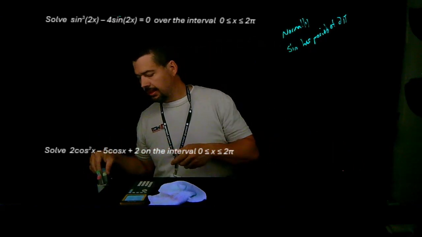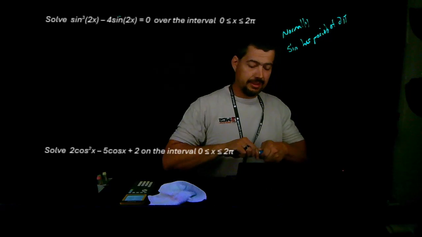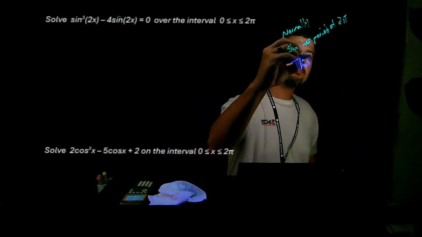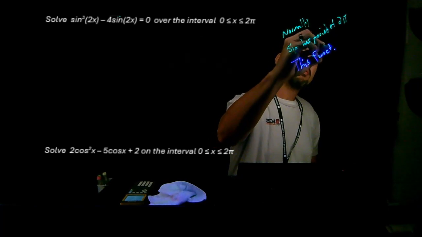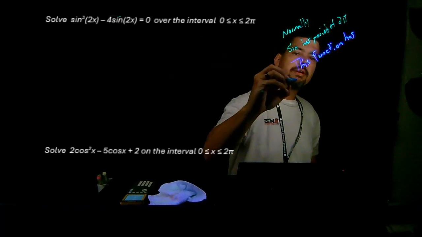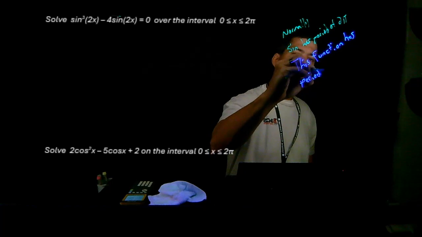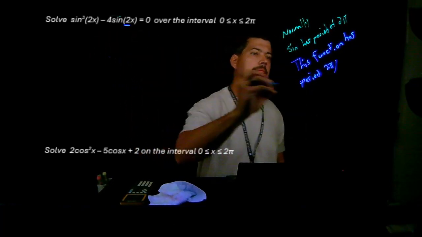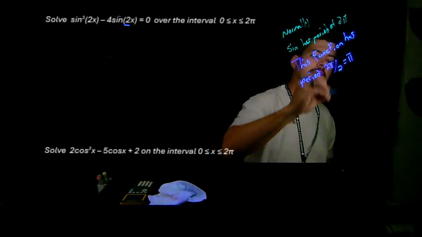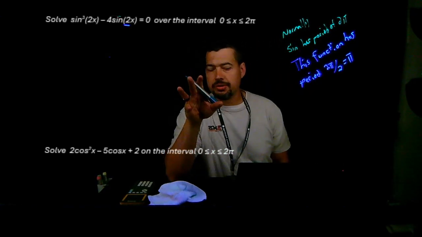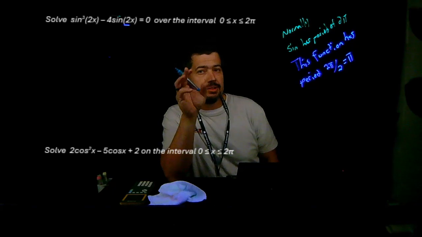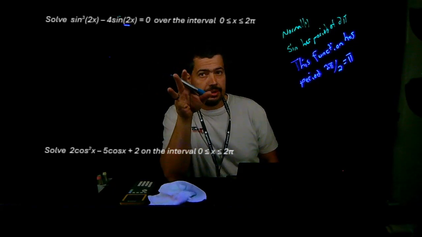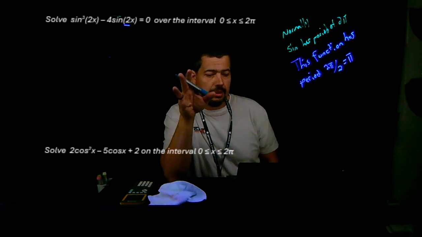This function has a period of pi because this one is going to be 2 pi over 2. This function has a period of 2 pi over that 2, which is pi. So what that means is that the sine function on the interval from 0 to 2 pi, it's going to happen twice. It's going to do everything 2 times. So there's more answers here than is readily apparent, and it's a lot more work.